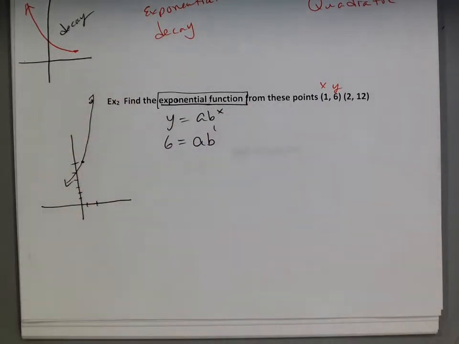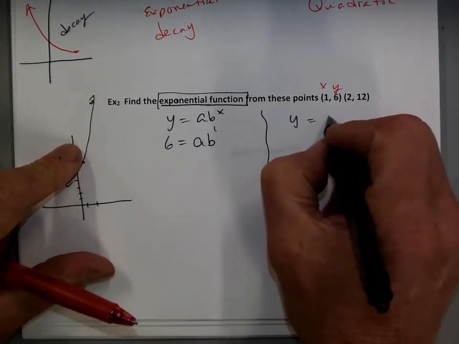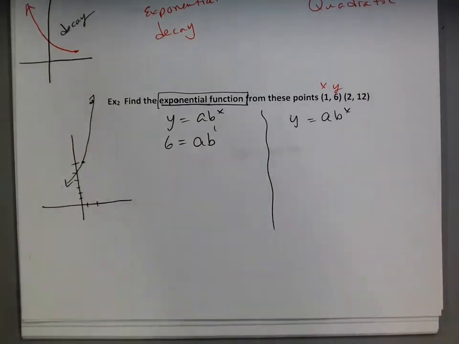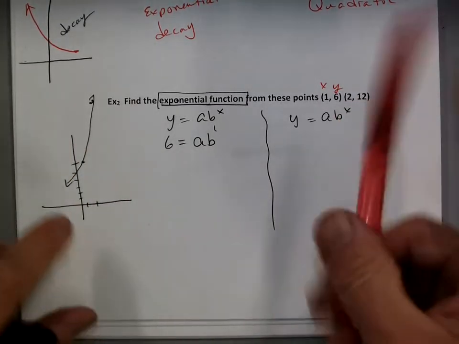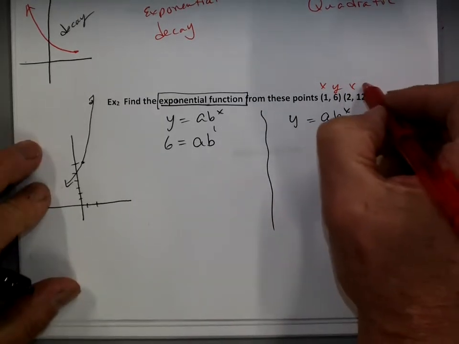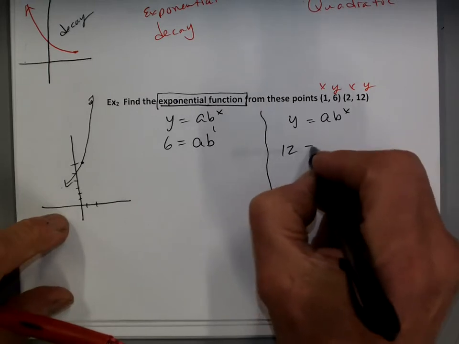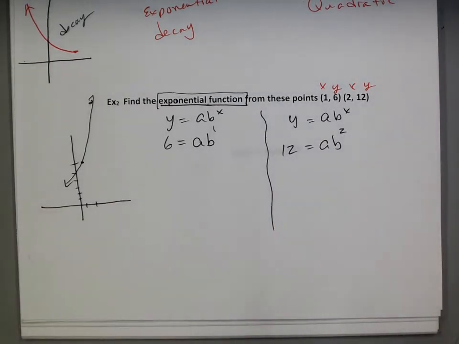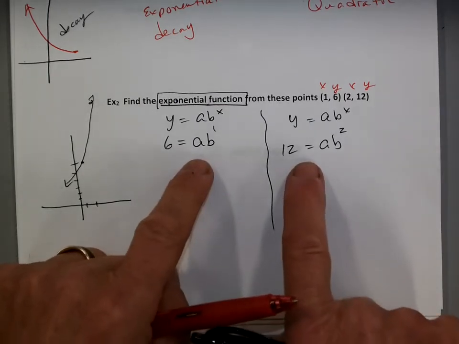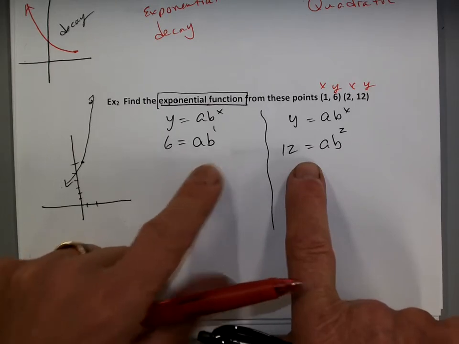Now, too many variables. So now what do I do? Well, let's try the other point. So again, y equals a b to the x. I'm going to plug this point also into the equation. I'll plug the 12 in for y. I'll plug the 2 in for x. Now, here's what I've got to do. I've got two different equations. I've got two variables. So let's solve for possibly a. Solve for a.